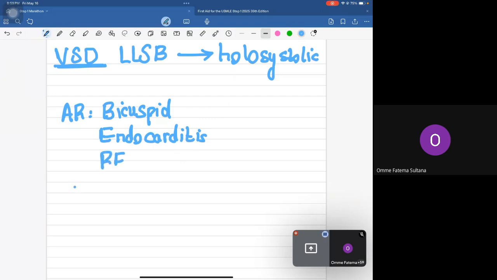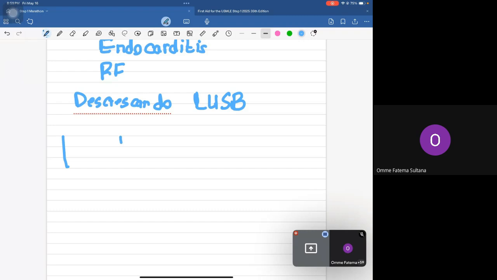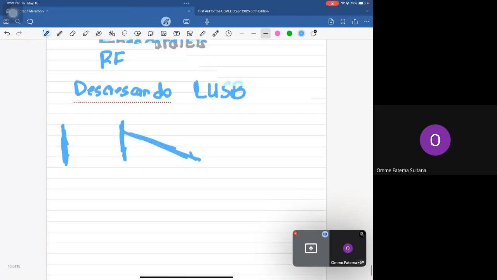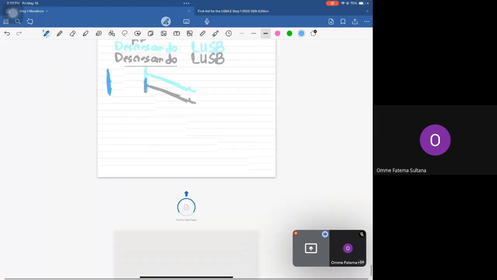Now this murmur is a decrescendo diastolic murmur, right? And it is heard at the left upper sternal border. Decrescendo murmurs mean that it is a diastolic murmur and it will be like this, right? So this is the diastolic murmur and this murmur will be present like this. It's going to decrease. Now there are some important things regarding this murmur, right?